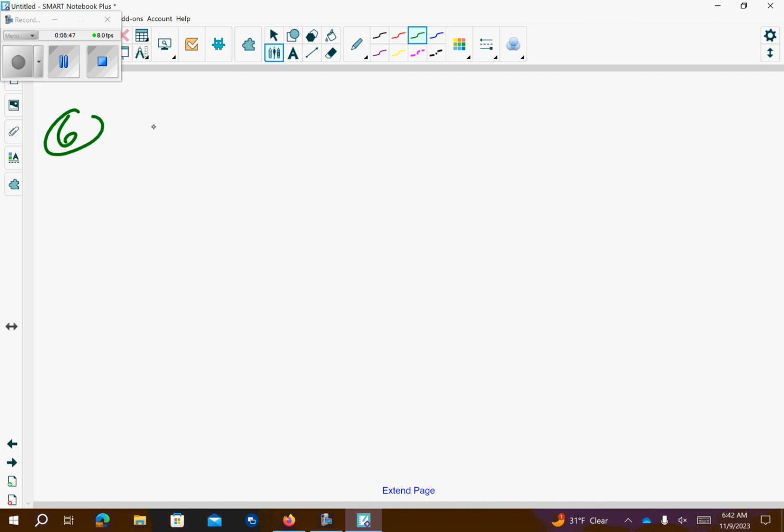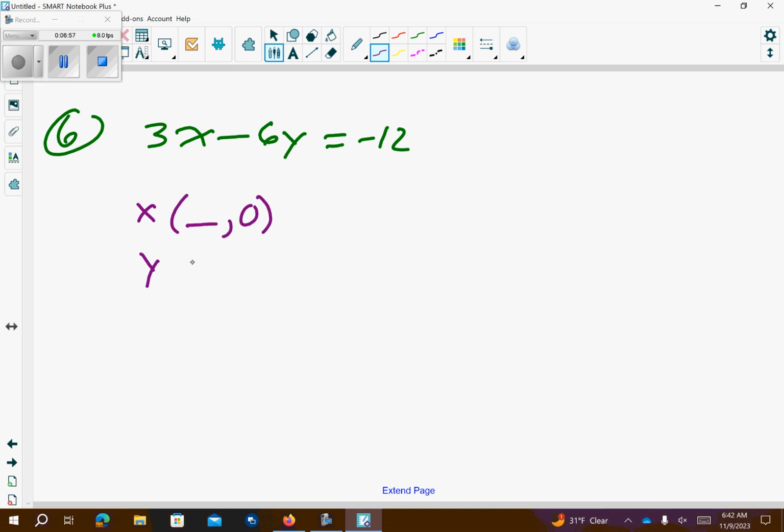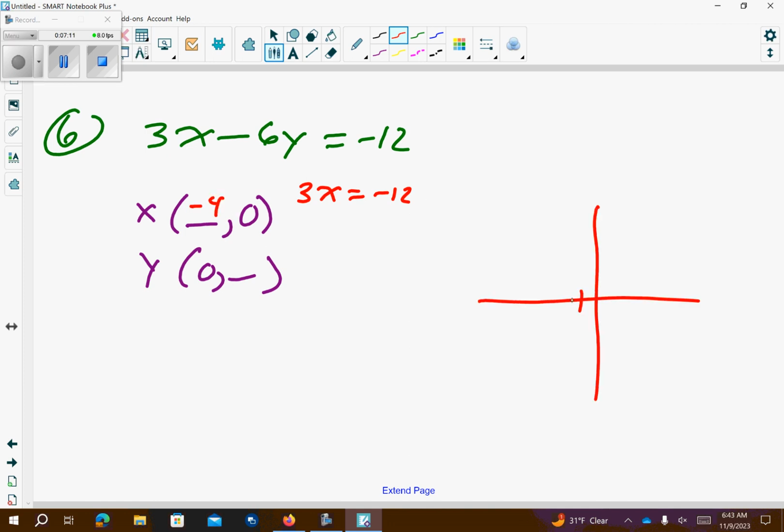Number 6, we have 3x minus 6y equals -12. This is another one set up for the x and y intercept, so I'm going to have blank, 0, 0, blank. This is a y value, so I'm going to get 3x is equal to -12. Divide both sides by 3, so I get -4. This is our x value, so we're going to cover that up, so I get -6y equals -12. Divide both sides by -6, so I get 2.